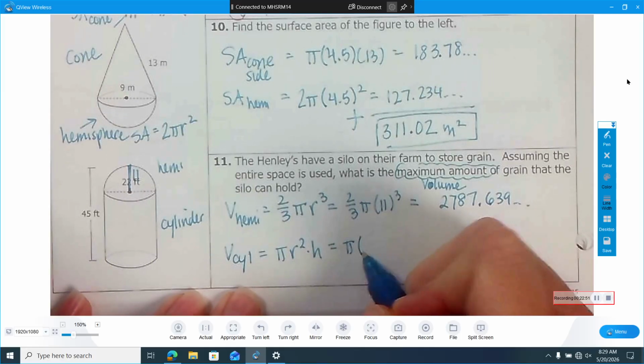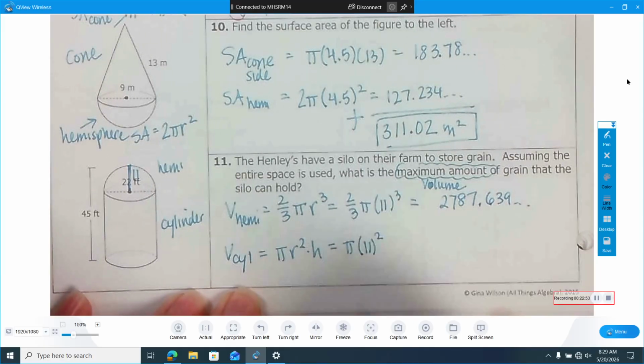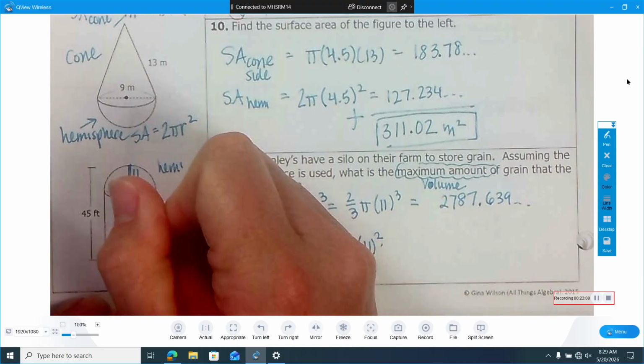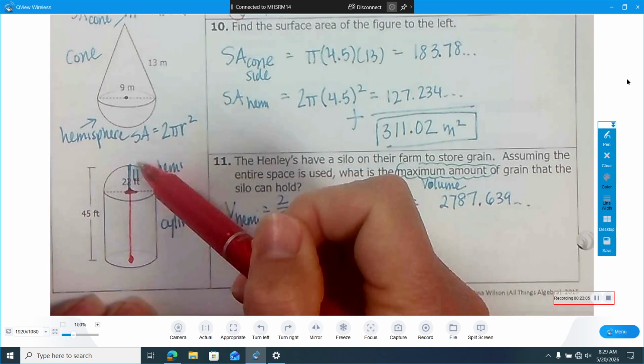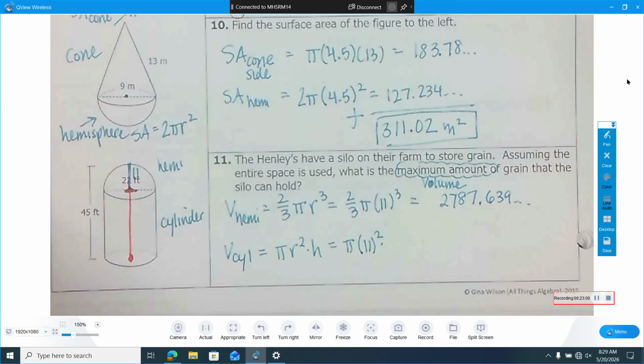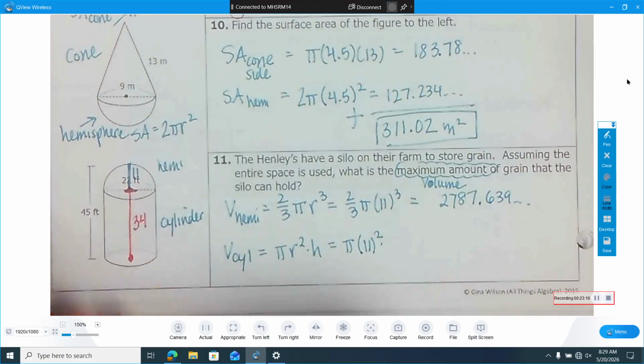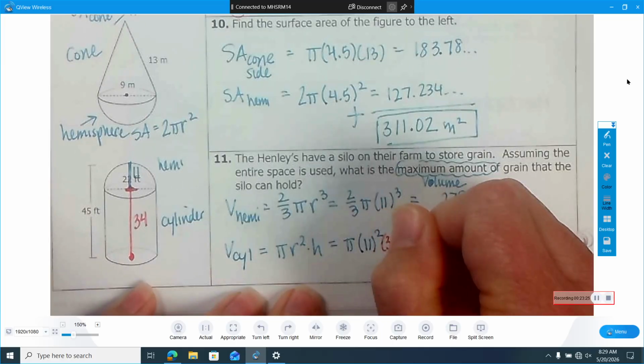We know our radius is 11. We already did that. So pi times 11 squared times, what is the height of the cylinder? 45 minus 11. Very good. You'll notice how I drew the radius vertically. That radius is 11. What is 45 minus 11? 34. So that height of the cylinder is 34. And so I'm going to write that in. The height is 34.